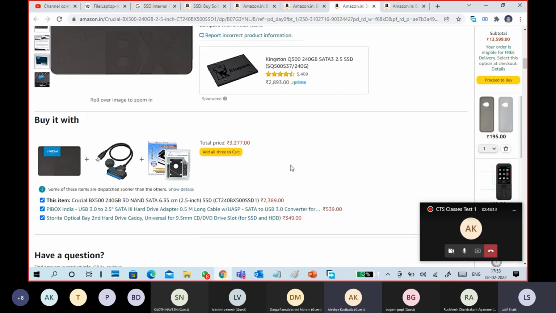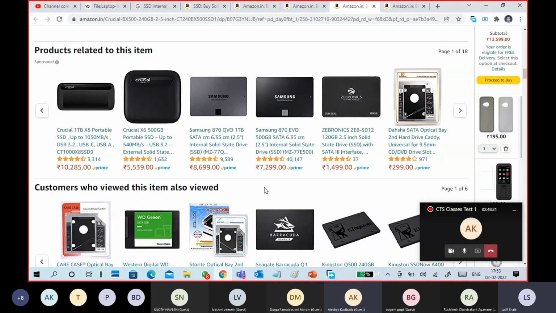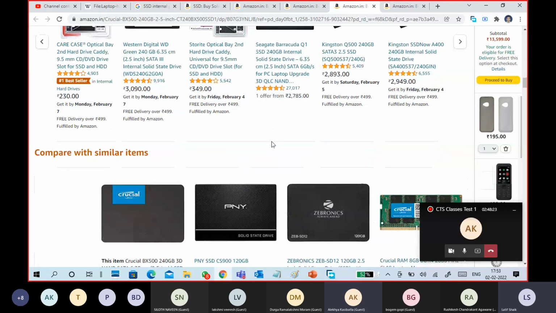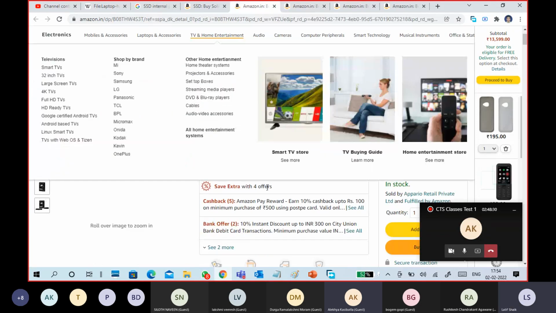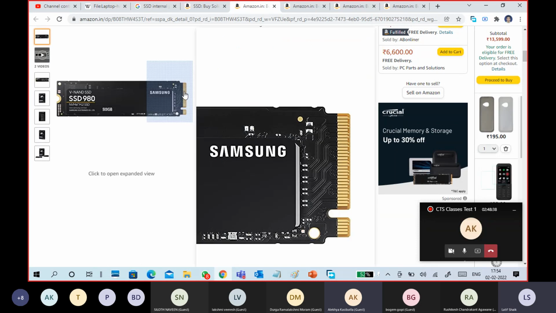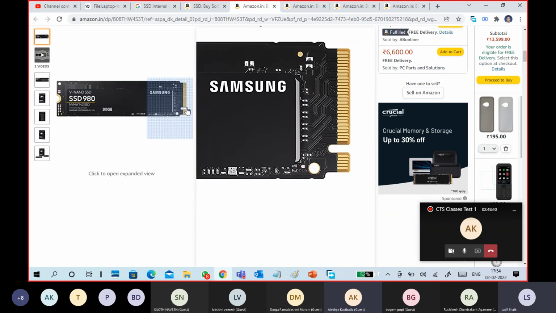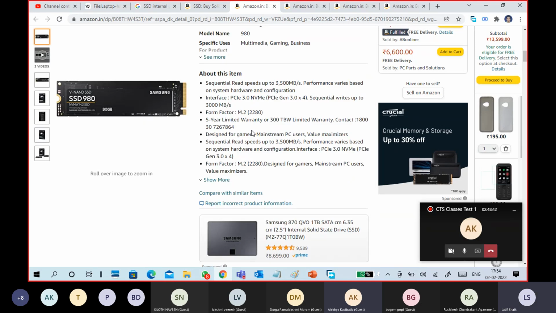Guys, some people are tempted to buy an SSD. Don't buy SSD because it's costly. Okay, you want to buy a 1 terabyte SSD, it is very costly. You can buy 2 terabyte or 4 terabyte of normal hard disk instead of one SSD. Okay. So if you really want very good speed, then based on your motherboard support, you can go for this type of SSDs, if speed is more of a concern.